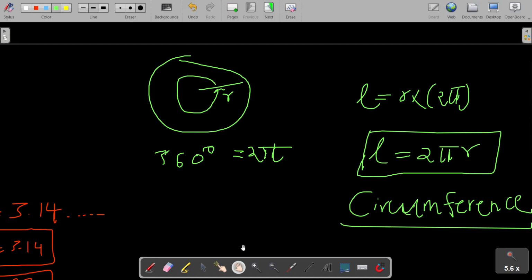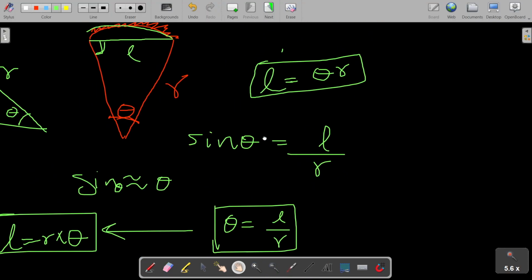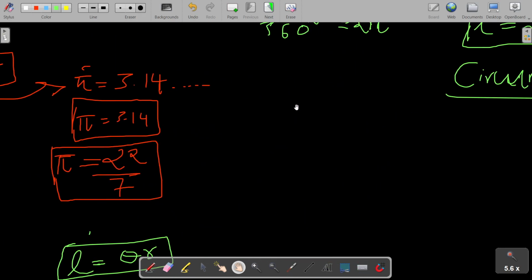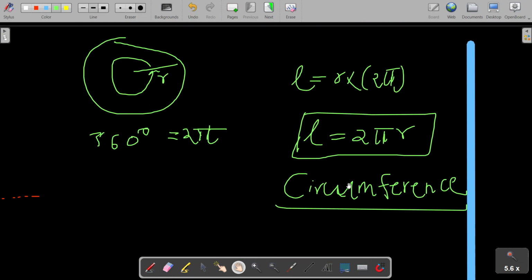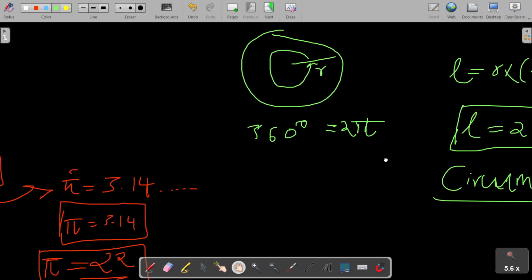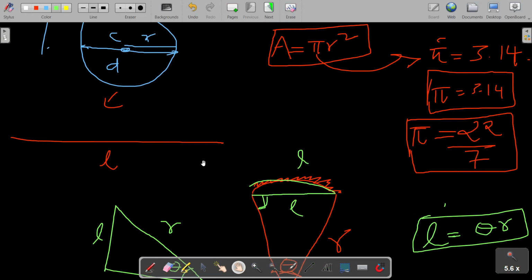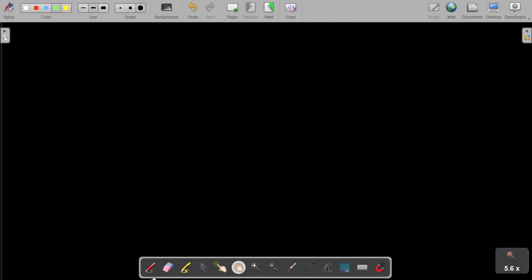Circumference of the circle. So if you didn't understand this part, please ignore that. You can simply remember the circumference formula as 2 times pi times r. Okay, so these are some points to be remembered for the circle in 2D shapes. Let's move on to the next shape.